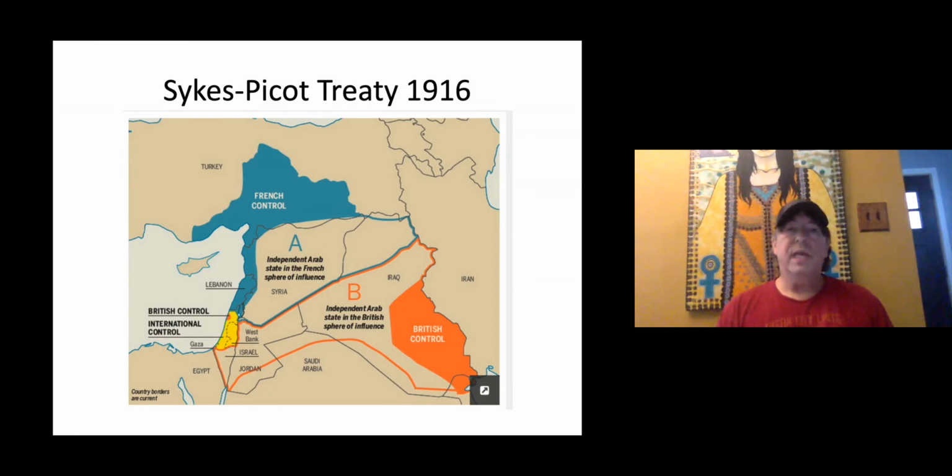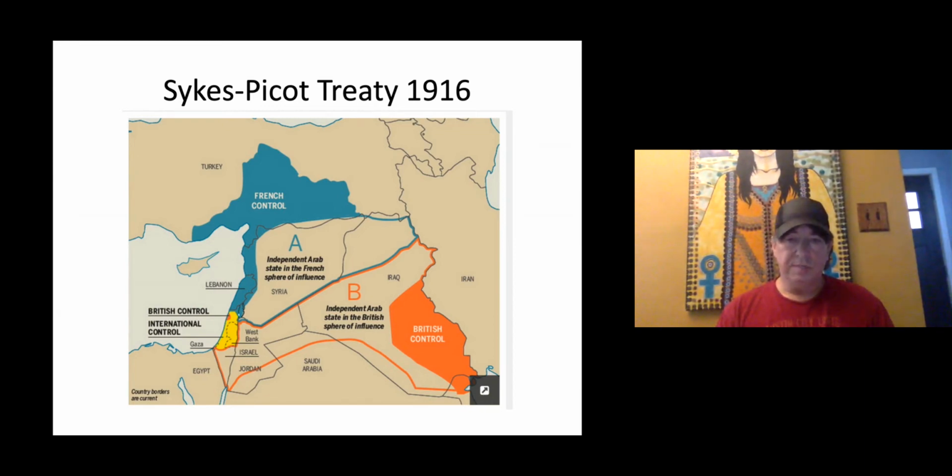However, the Sykes-Picot Treaty in 1916 was a secret agreement that was only revealed once the Bolsheviks had gained power in Russia. They published all these secret treaties that they were party to or aware of, and so it became public. This Sykes-Picot Treaty was really a betrayal of the promises that were made to the Saudis.